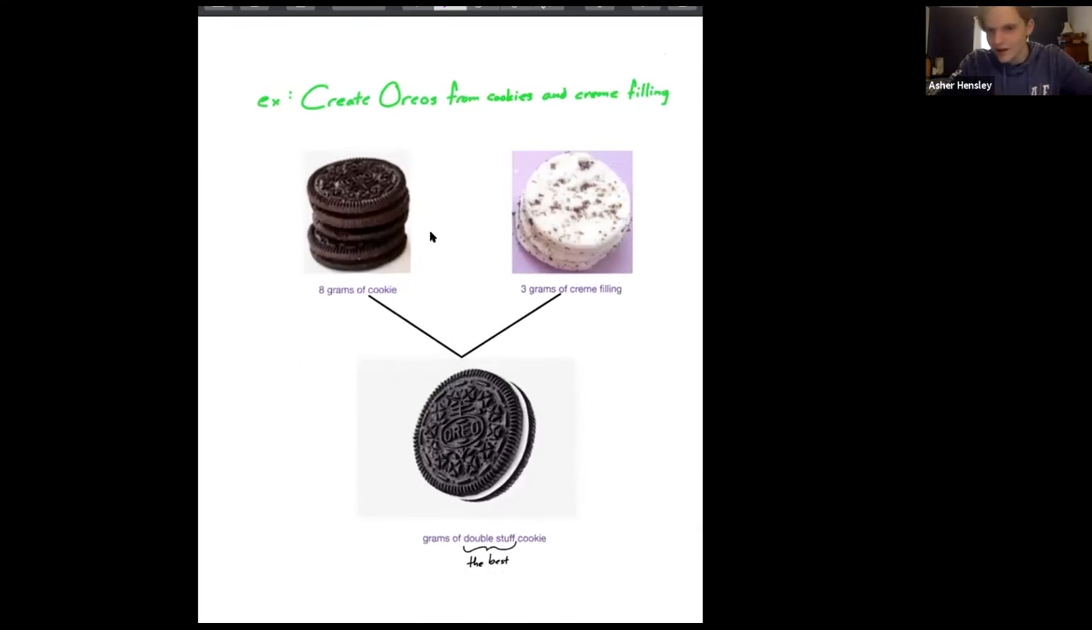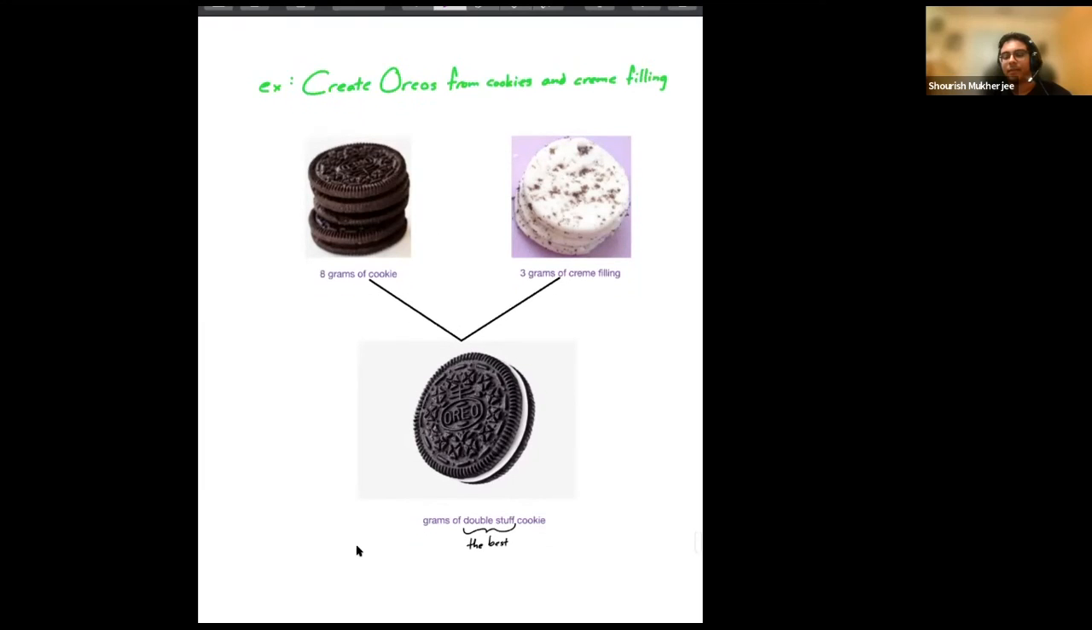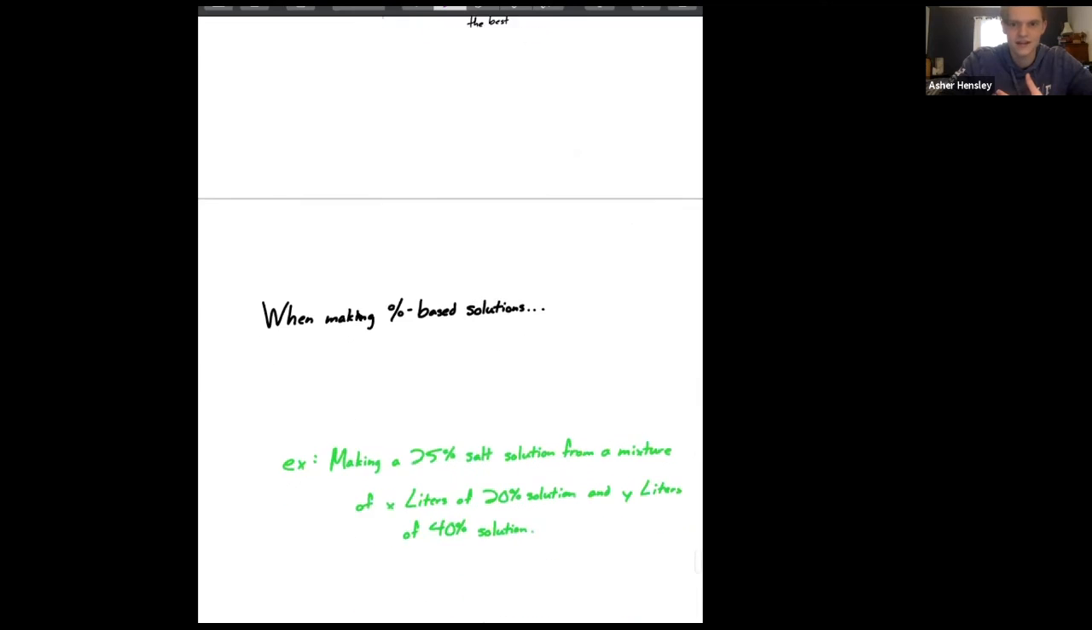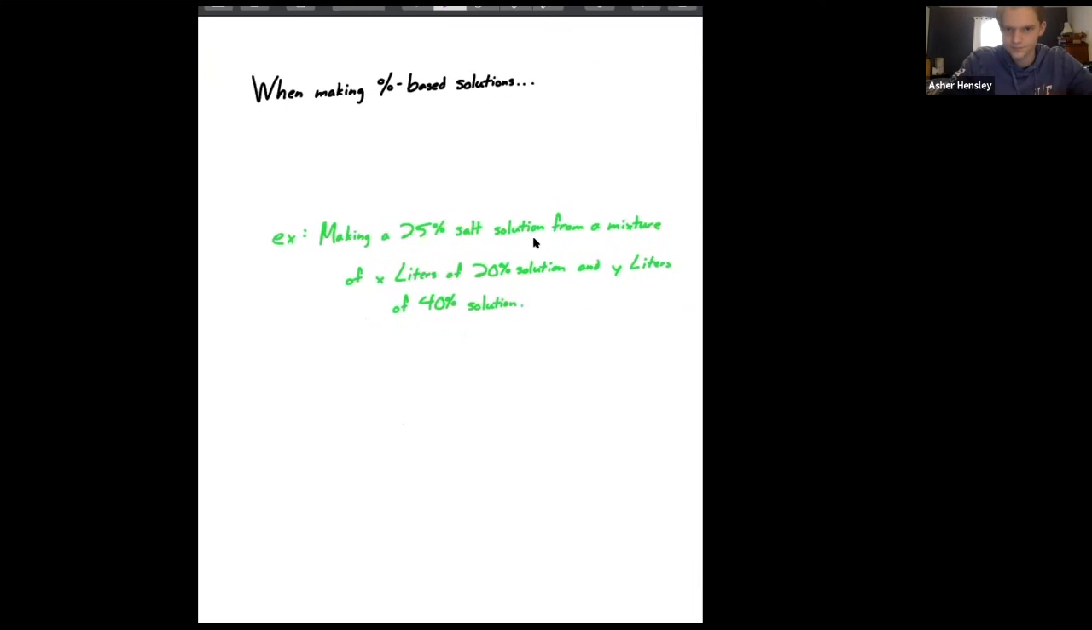Next up, my favorite cookie in the whole world, mass-produced, Oreos, obviously. And so now we have an Oreo question. If I have 8 grams of cookie, I got 3 grams of filling. How many grams of Oreo do I have? You get 11. Absolutely. All you need to do is add them together, right? That's 11 grams. All we're doing is adding. That is the toughest part of saline solutions. I'm going to call on you guys in a second to remember what that means.